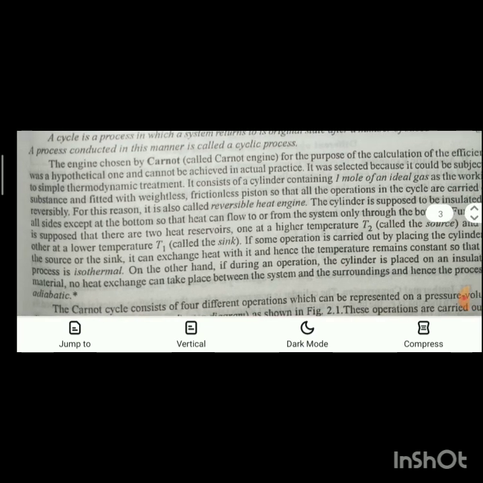The cylinder is supposed to be insulated on all sides except at the bottom so that heat can flow to or from the system only through the bottom. Further, it is supposed that there are two heat reservoirs, one at a higher temperature T2 called the source and the other at a lower temperature T1 called the sink.